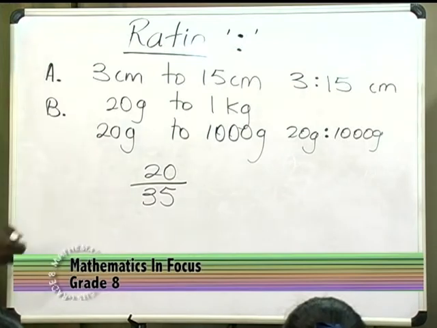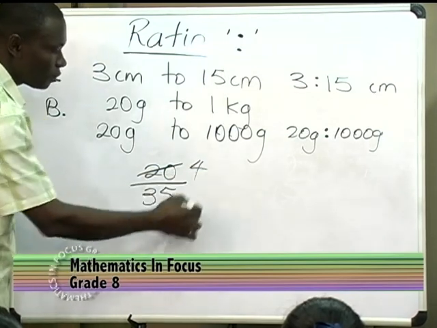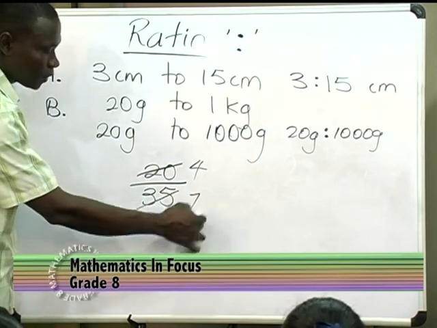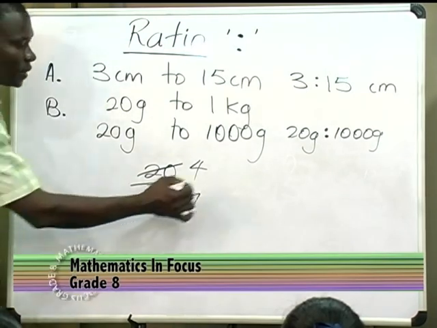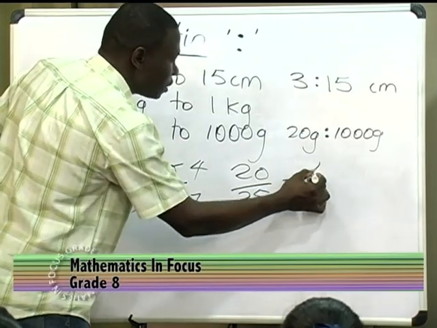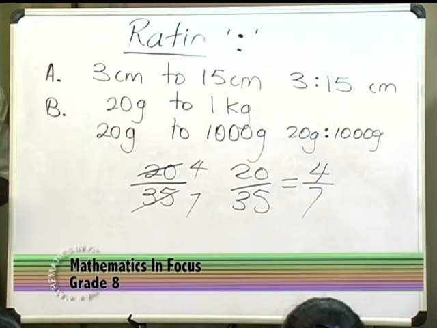5. Perfect. 5 can divide 20. How many times? 4. So if we divide this by 5, we get 4. If we divide 35 by 5, we get 7. So we can say that 20 over 35 is equal to 4 over 7. So this is how we can reduce fractions.